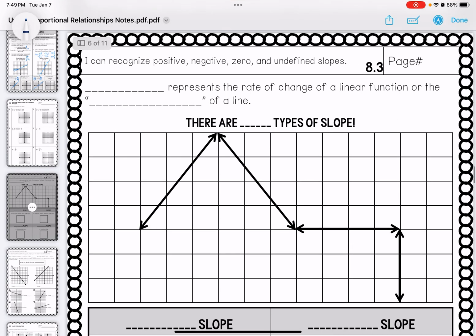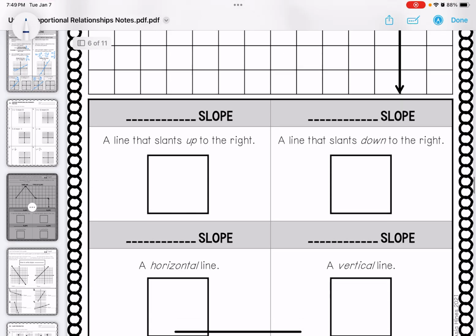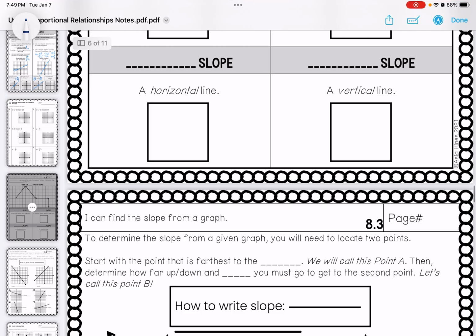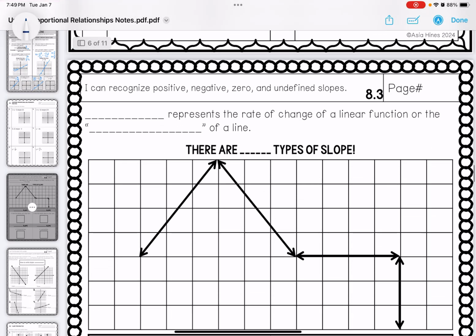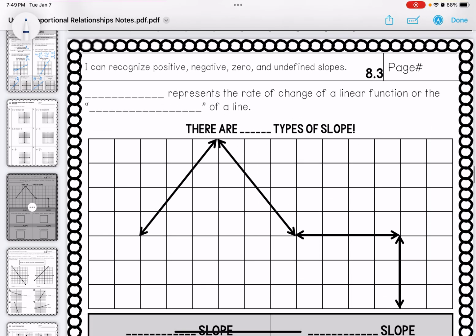Hi. So we're going to go ahead and continue our discussion of proportional relationships. The first thing we're going to do today is talk about the types of slopes, and then what we're going to do next is find the slope from a line. All right, so let's go ahead and get started right here. The objective is I can recognize positive, negative, zero, and undefined slopes.